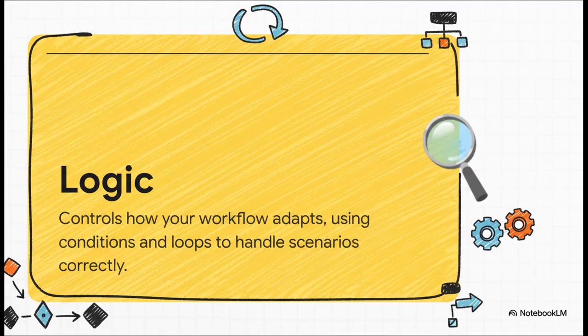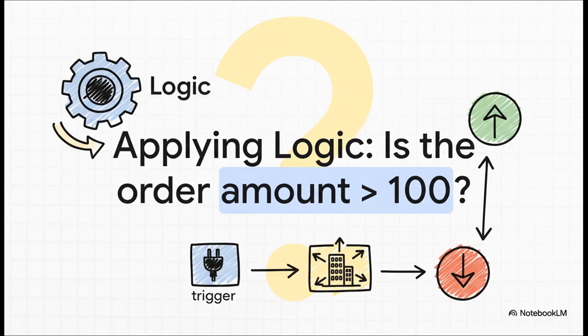And logic is seriously the agent's brain. It's what lets your workflow be dynamic, to adapt to different situations. So instead of just doing the exact same thing every single time, it can use conditions and filters to look at the information it gets and then choose the right path forward. So let's plug this back into our online store example. The agent gets the new order trigger. The very first thing its logic brain does is ask a simple question based on the order details.